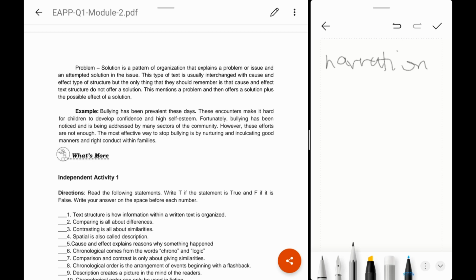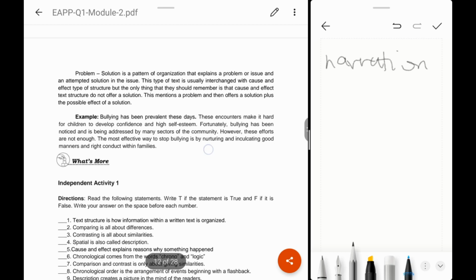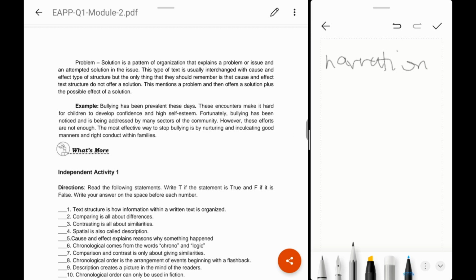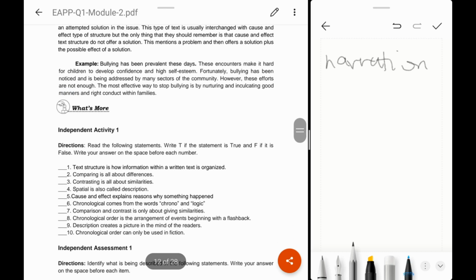So if the effect of that problem is negative, is something na ayaw nating mangyari, kailangan natin ng solusyon. So, nagiging problem solution na yung paragraph mo. Hindi lang siya basta-basta cause and effect. Inuulit ko. Kapag cause and effect, sinasabi mo lang kung ano yung dahilan, tapos kung ano yung magiging epekto. Wala kang binibigay na solusyon. But when you're already giving a solution, when you're already suggesting a solution, then your paragraph is now following the text structure problem solution. Example, bullying has been prevalent these days.